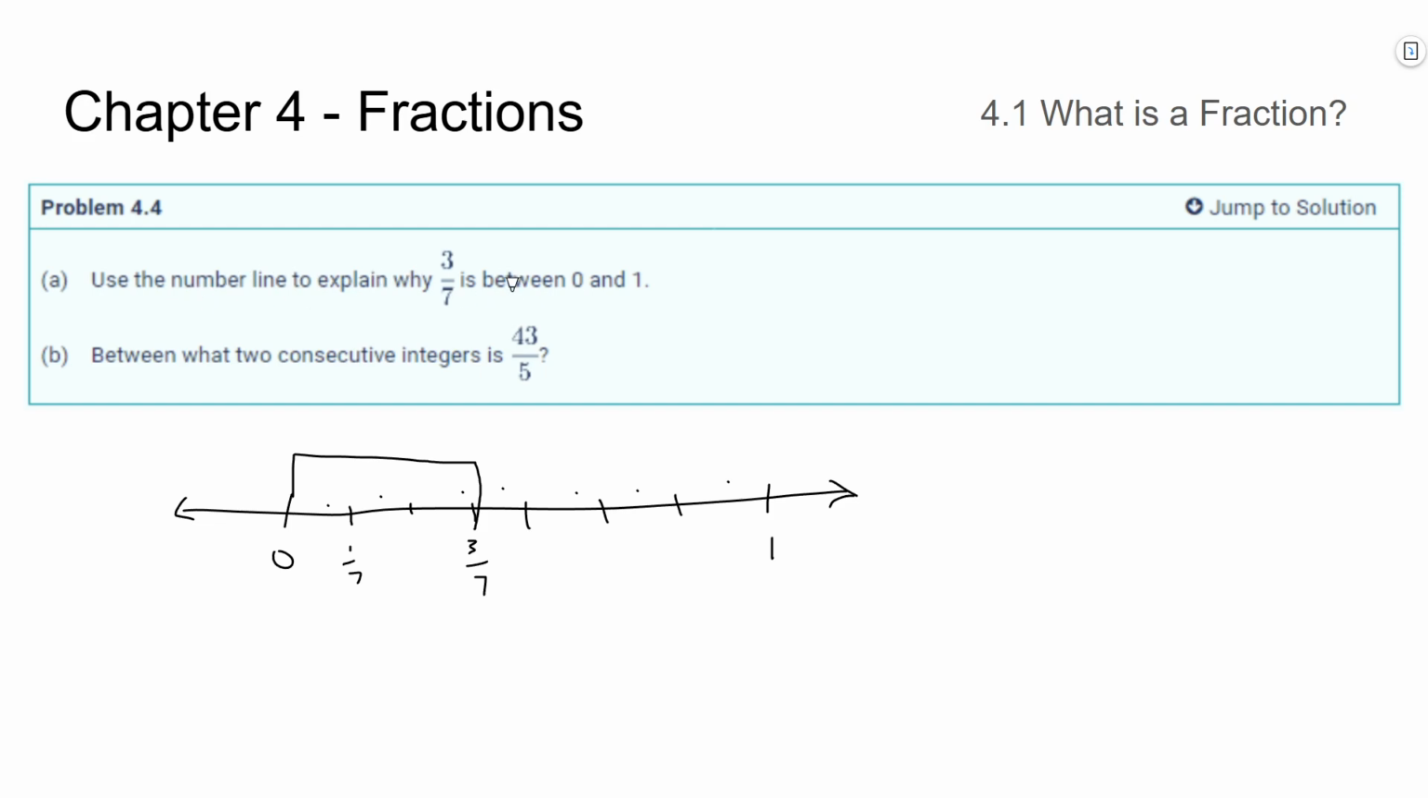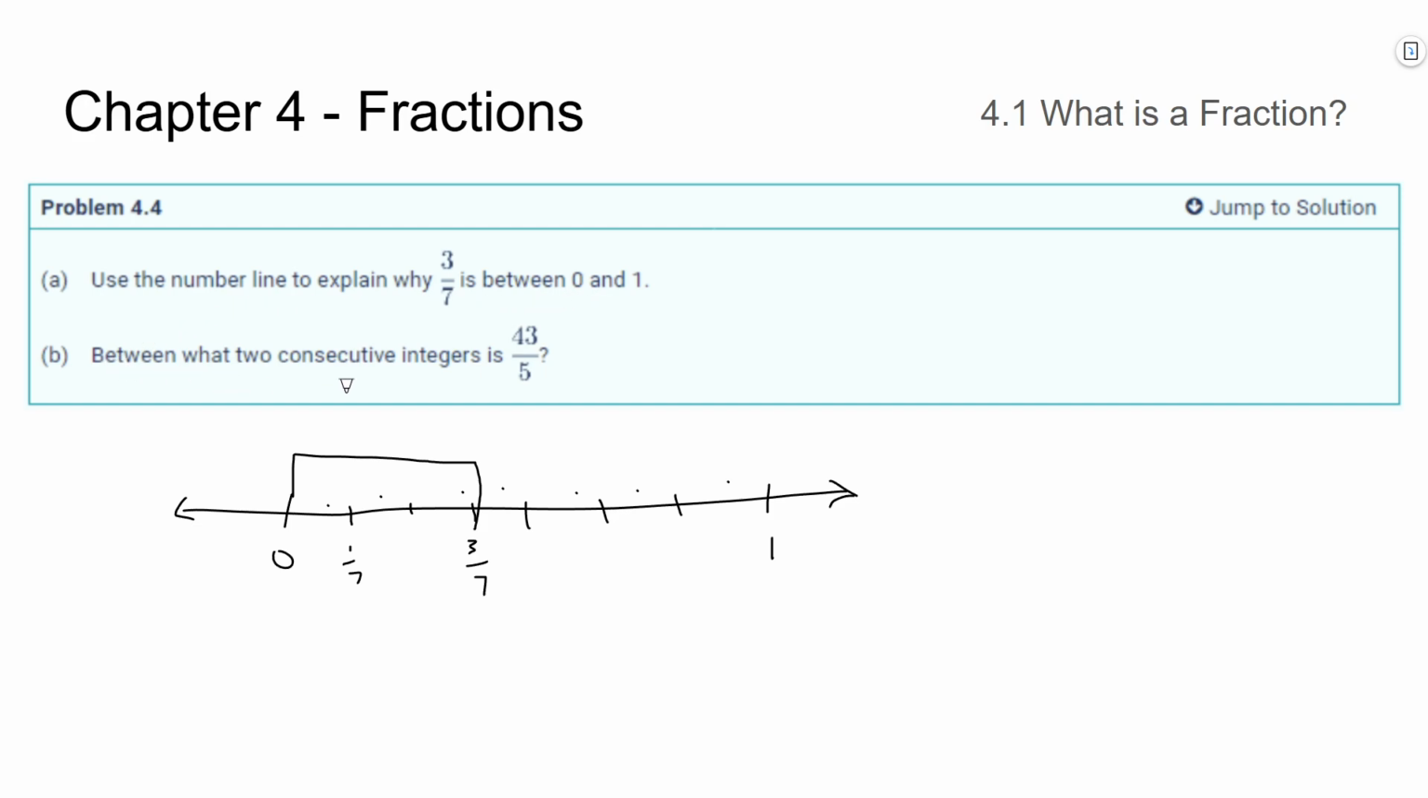So another way to explain why 3/7 is between 0 and 1 is, the numerator is smaller than the denominator. So that means that it's less than an integer, right? So 7 over 7 would be 1. And so 3 over 7 would have to be less than 1. But how do you know it's greater than 0? Well, it's not negative. If it's not negative and it's not 0, then it's non-negative. And if it's non-negative and it is not 0, then it's going to be positive, which means it's going to be greater than 0.